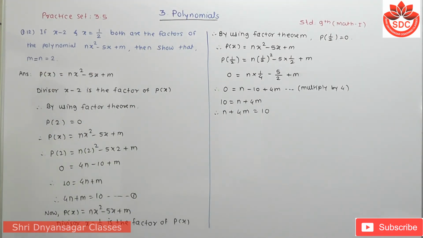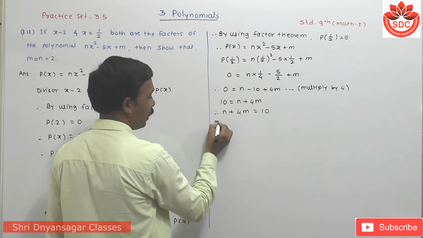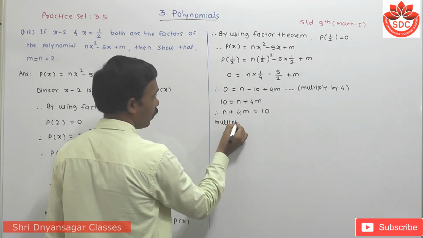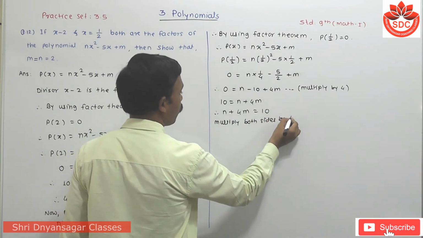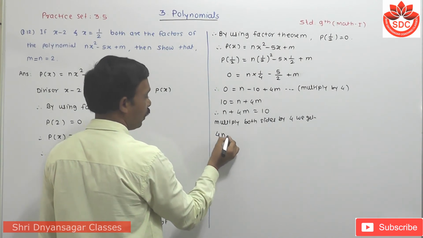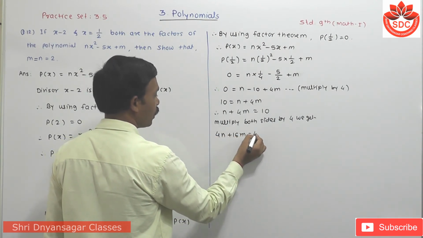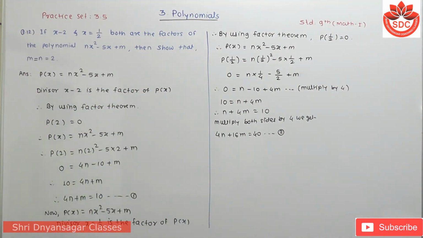Student, if you multiply this equation by 4, then we get 4n plus 16m is equal to 40. So I have to write here, multiply both sides by 4, we get 4n plus 16m is equal to 40. Suppose that this is equation number 2. Then subtract equation first from this second.